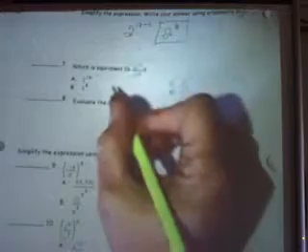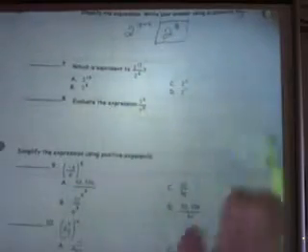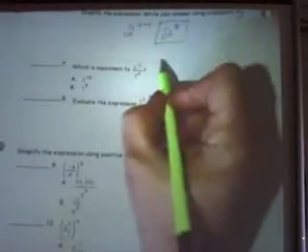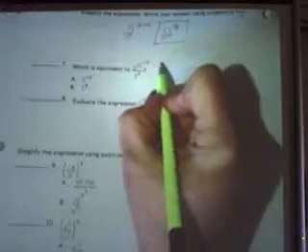Number 7. Which is equivalent to 2 to the 12th divided by 2 to the 4th? We just did this problem right here in number 6. I don't know why the test does this, repeats the same problem. Again, you know you're going to subtract exponents, so you're going to have 2 to the 8th.